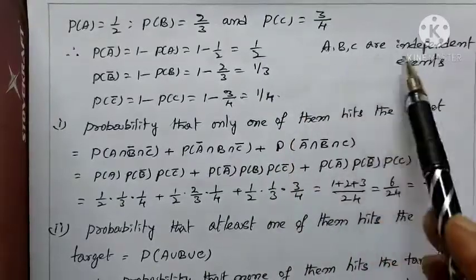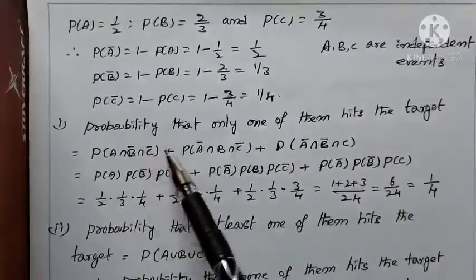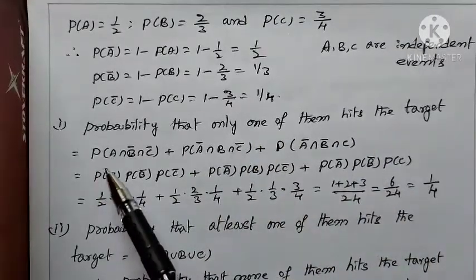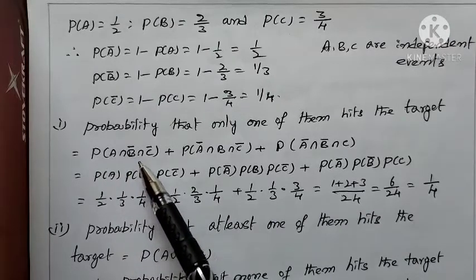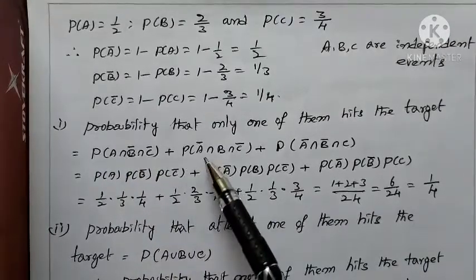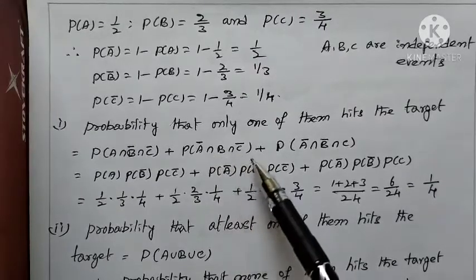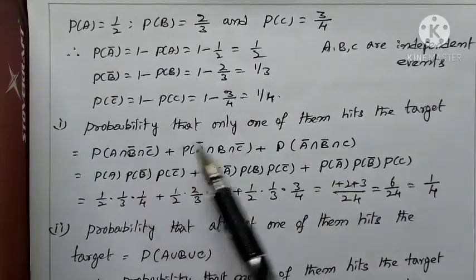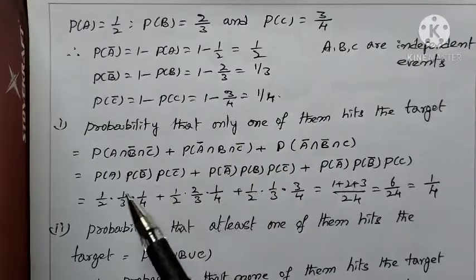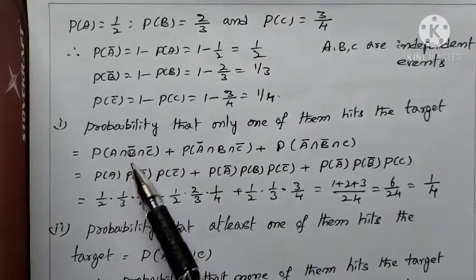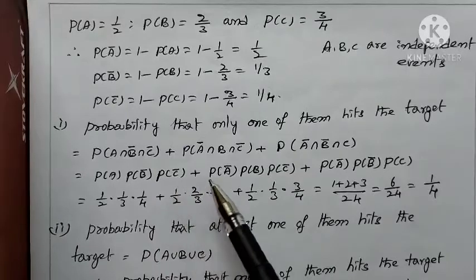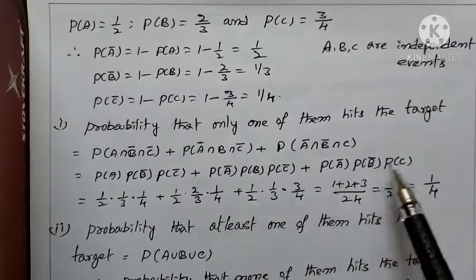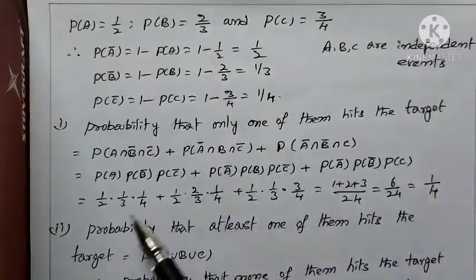Here we must remember A, B, C are independent events. Probability that only one of them hits the target is equal to P(A intersection B bar intersection C bar) plus P(A bar intersection B intersection C bar) plus P(A bar intersection B bar intersection C). Here A, B, C are independent events, and A bar, B bar, C bar are also independent events. So this can be written as P(A) P(B bar) P(C bar) plus P(A bar) P(B) P(C bar) plus P(A bar) P(B bar) P(C). Substitute the values in this.